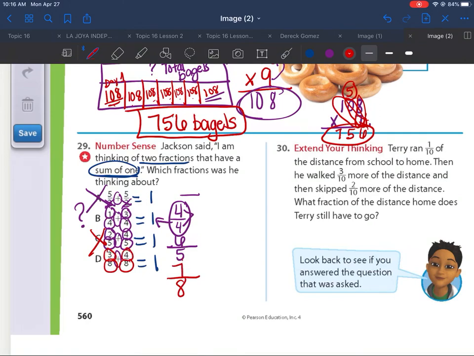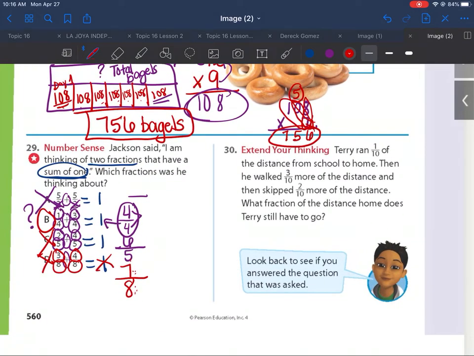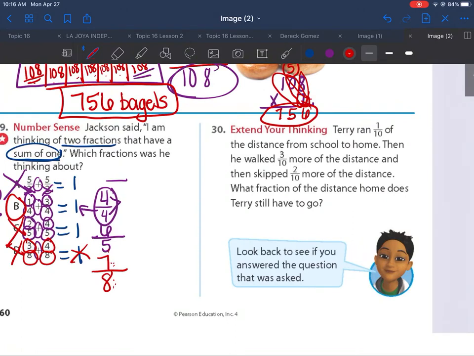So I'm going to eliminate it. Letter D. Denominator stays the same. 4 plus 3 is 7. Notice that the numbers are not the same, so it does not equal 1. So my answer would be B.